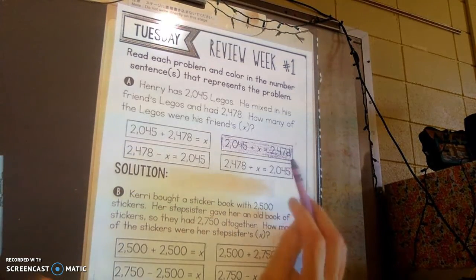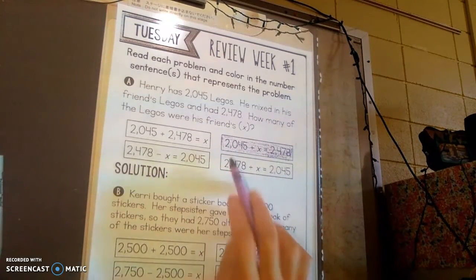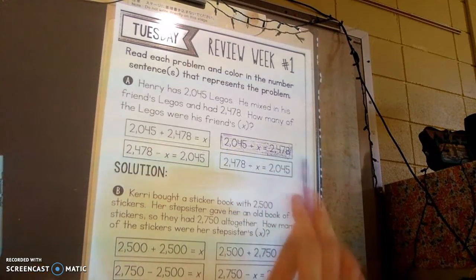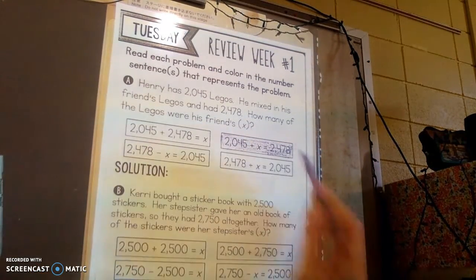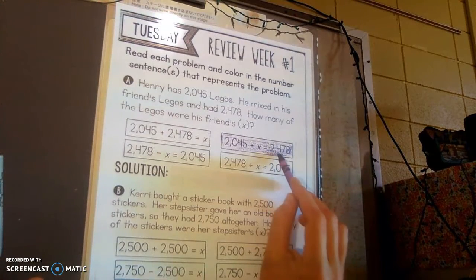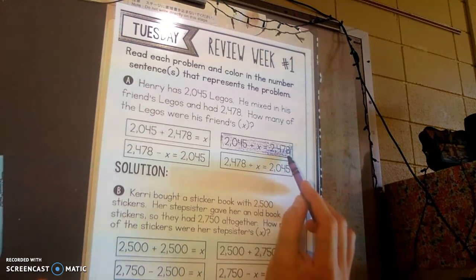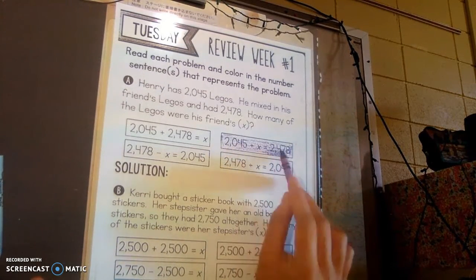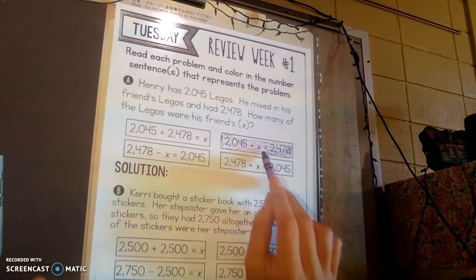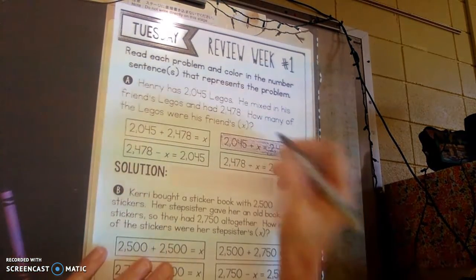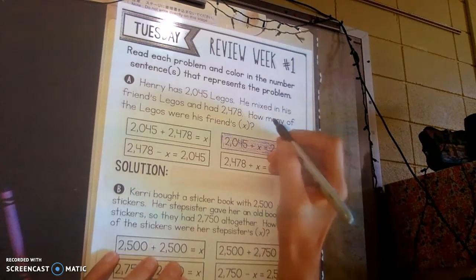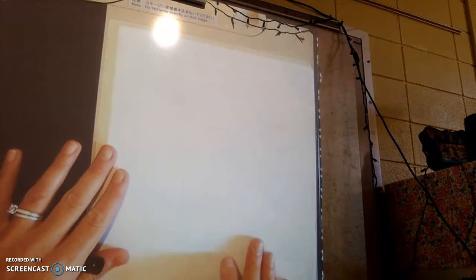So if I know that he started with 2,045, and we're trying to find this X here in the middle, and he's going to end with 2,478, what could I do to these two numbers to find that number in the middle? I'm going to have to do my work here kind of small because I don't have a whole lot of room. You know what? I think I'm going to do it on the back side of my paper so you guys can see it a little better.